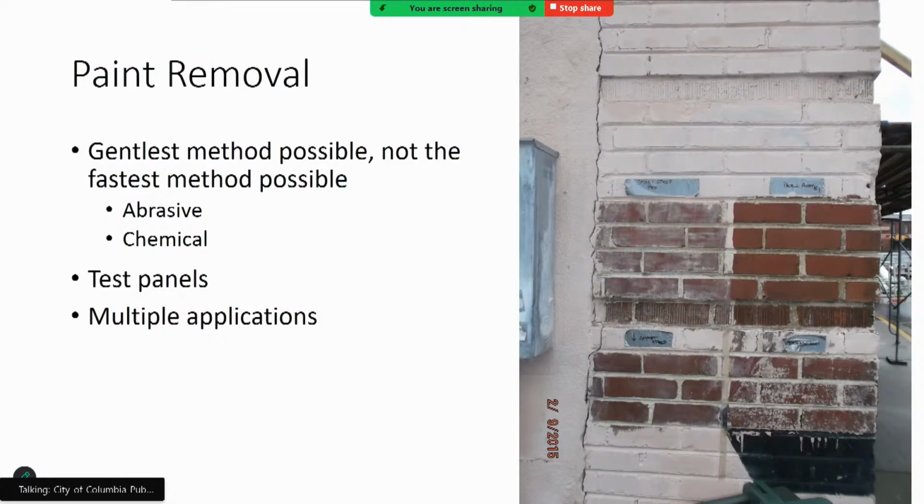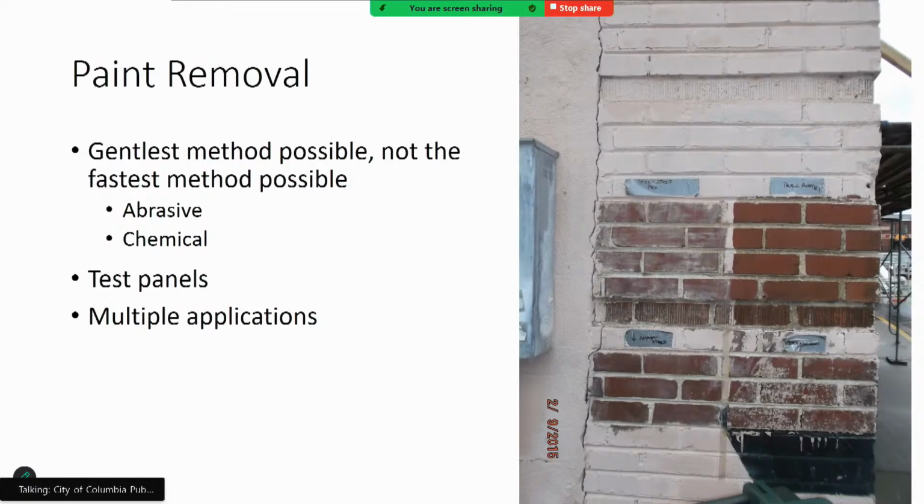But we have had a number of prominent buildings in Columbia that were painted for years. I believe this is, I don't know what building this is, it might be the old Starbucks on Gervais, which I think is Cava now. That building was painted for years, and they were able to take the paint off.